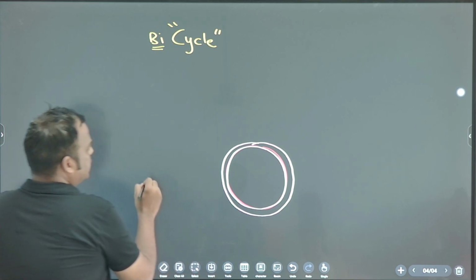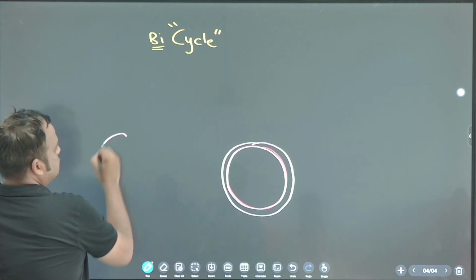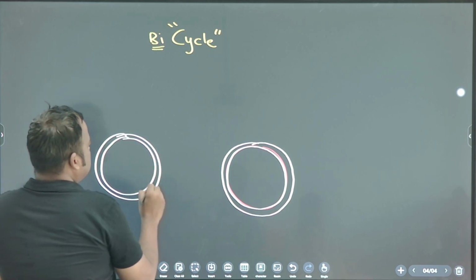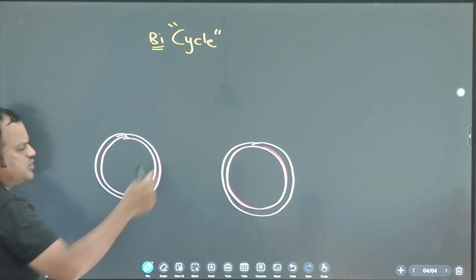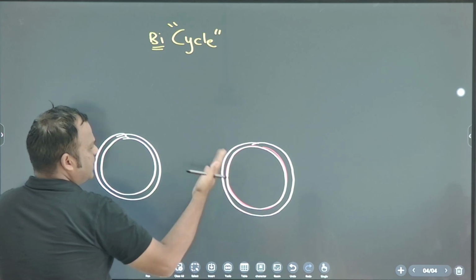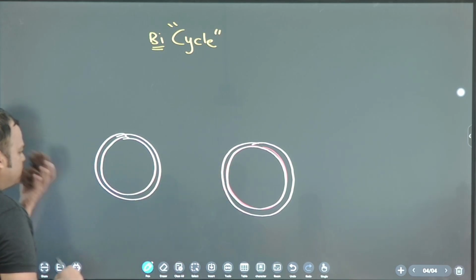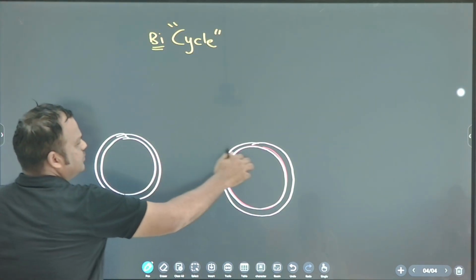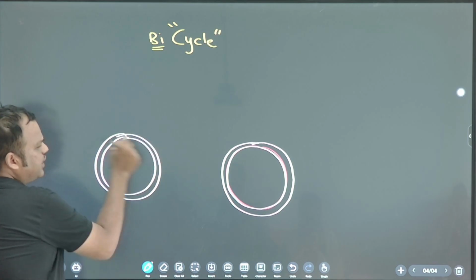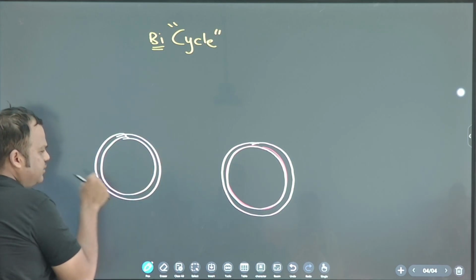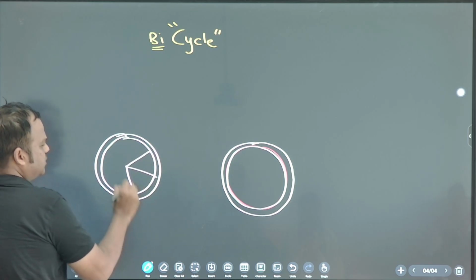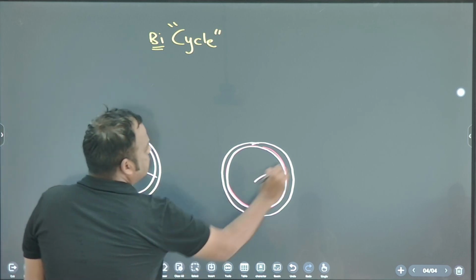So I'm drawing a cycle now. Just imagine a cycle. What do you see in a cycle? A cycle means tires, right? Two tires. It is made up of wood or rubber. Rubber tire, correct. You can fill air in it. Air is there, okay? Pump. You are filling air. Spokes are there, correct? Spokes.